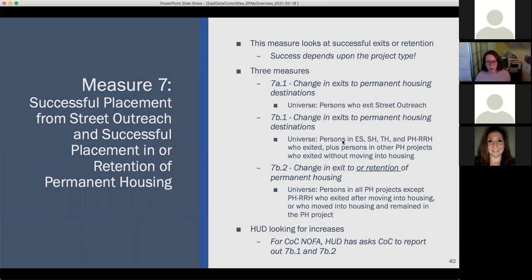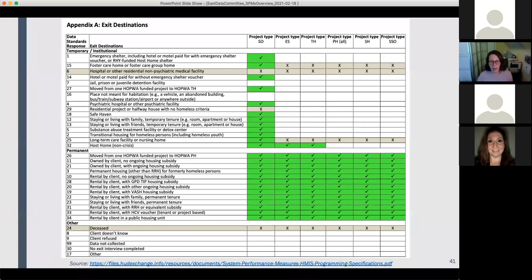And then the second focuses on persons in ES, SH, TH, and PH-RRH who exited, plus people who were in a permanent housing project but never moved in, right? So they're included in 7B1, and then 7B2 is persons in all PH projects except Rapid who exited after moving into housing, or who moved into housing and remained in the PH project. So this is the one where they count retention. And why? Because PSH primarily has folks staying in it for quite a long period, and they consider that to be successful. So in terms of what HUD wants to see, they want to see this moving up, always increasing, and we have to report out 7B1 and 7B2.